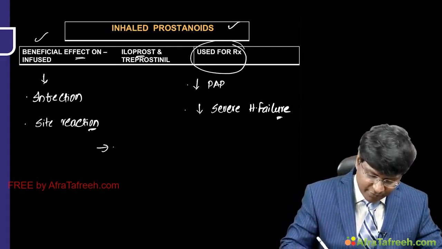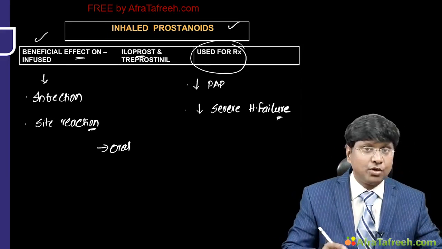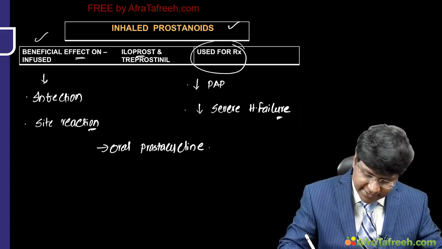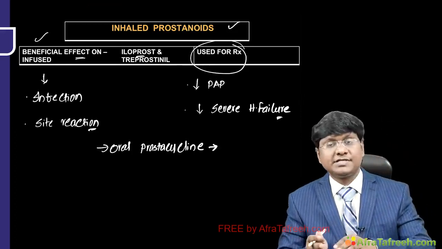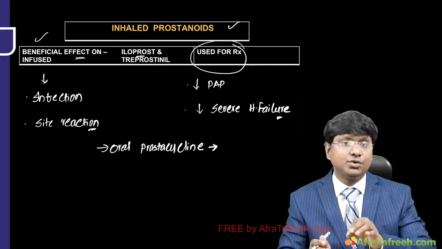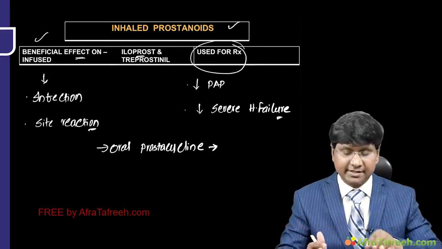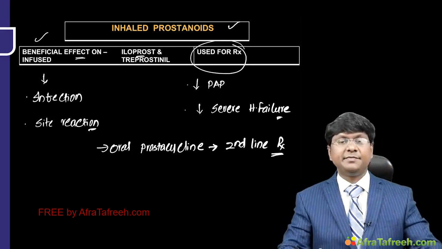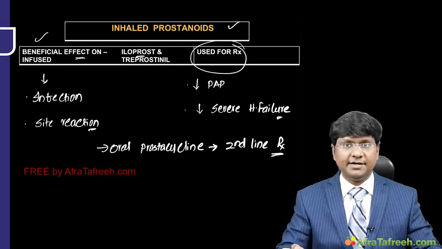And we also have the oral formulations, that is oral prostacyclin. But these oral prostacyclins are not being used as first line. This oral prostacyclin is also efficacious in clinical trials, but the maximal dose is modest and therefore it is generally reserved as second line treatment for pulmonary arterial hypertension.